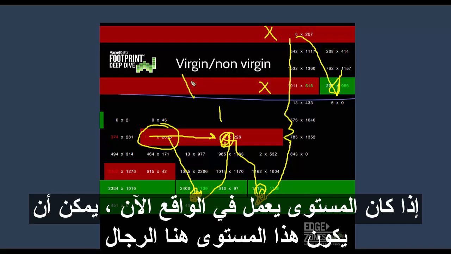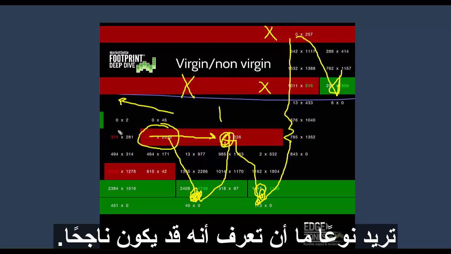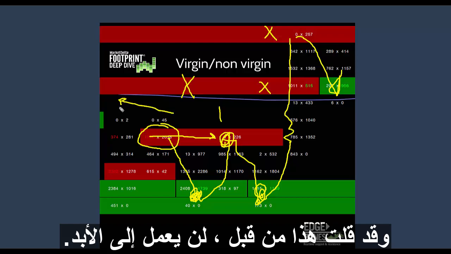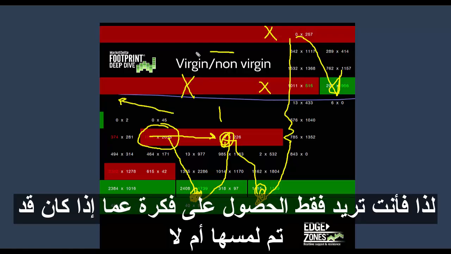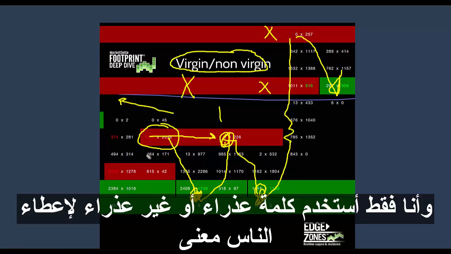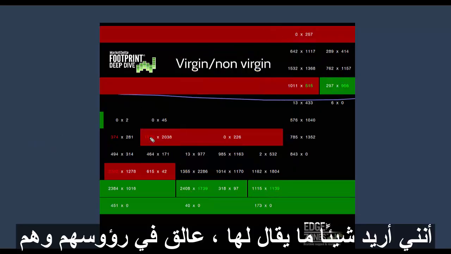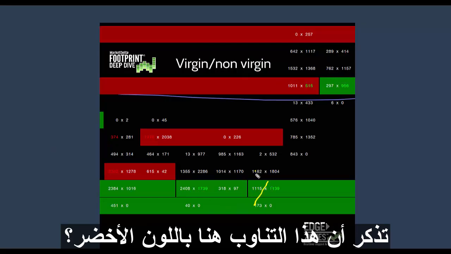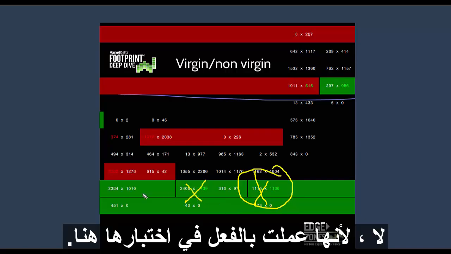Now, this level here, guys, could have worked a few times previous to this image. You kind of want to know that. It might have worked, and I've said this before, it's not going to work forever. So you want to just have an idea of whether or not it's been touched, and I just use the words virgin or non-virgin to give people a sense that I want something said so it sticks in their head and they remember it. Would this rotation down in here in the green be a virgin test? No, because it already worked and tested it in here.